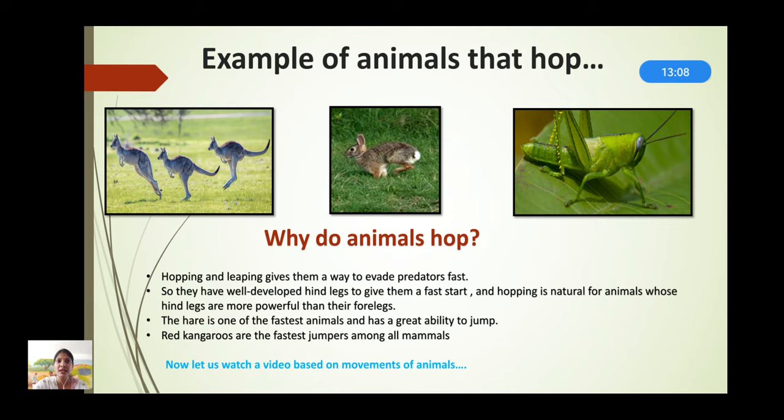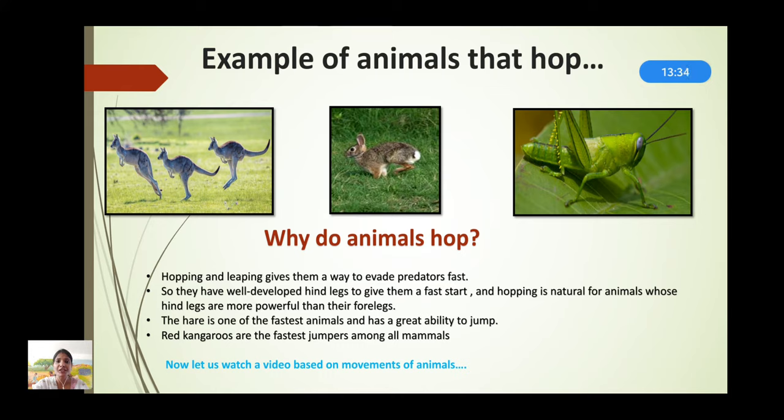Now, you can see kangaroo, it has what? It has more powerful hind legs, isn't it? Can you see in the picture how they are hopping? Yes. Now, one more interesting thing. The hare is the fastest animal and has a great ability to jump. And red kangaroos are the fastest jumpers among all the mammals.